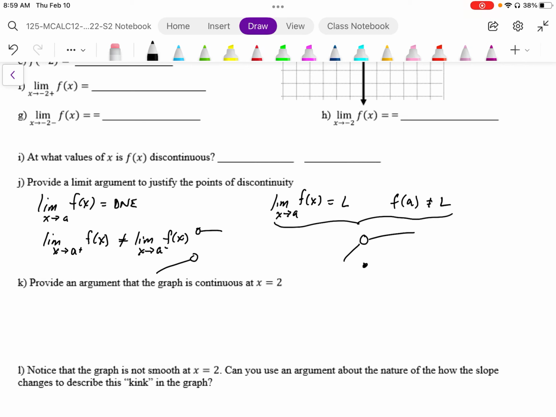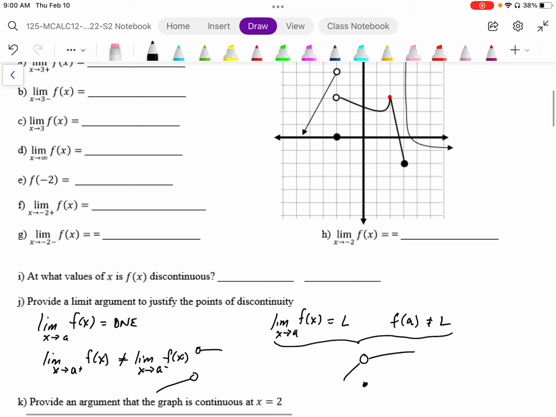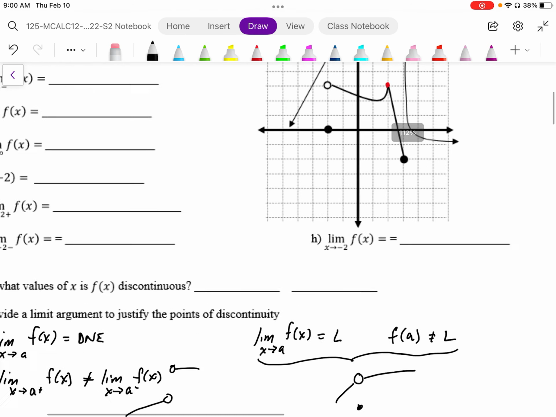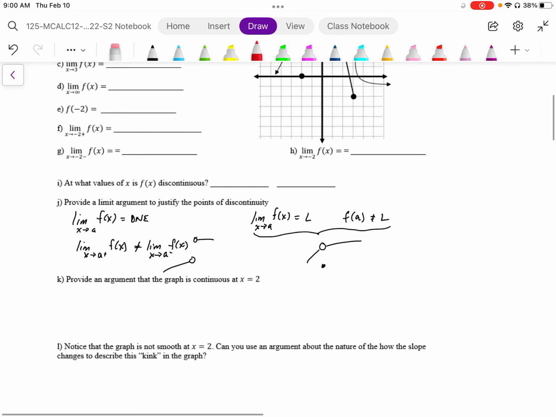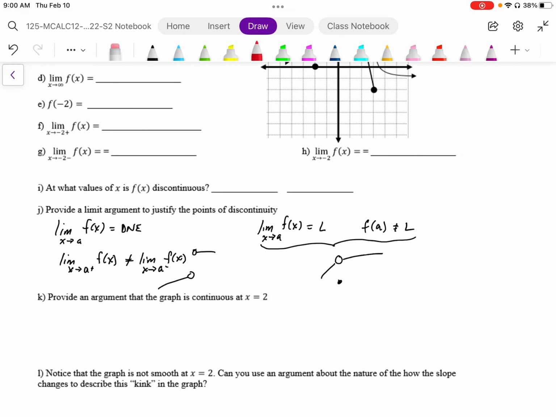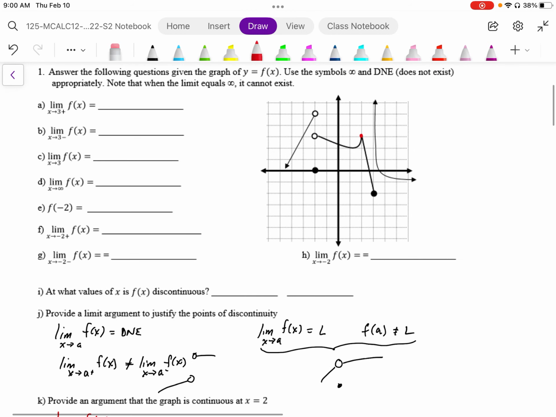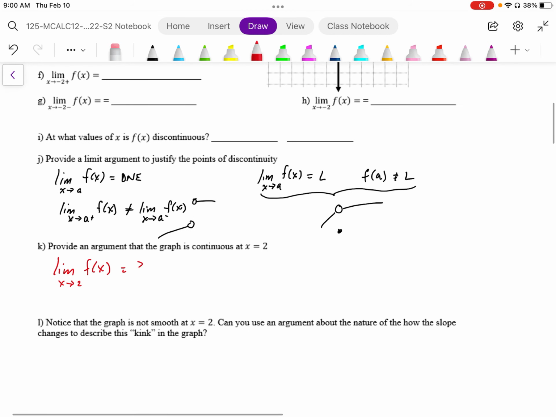So then to provide an argument that a graph is continuous at x equals 2, well, in this case, the graph is continuous at x equals 2, it is continuous at that red point. To show that it's continuous, we're just going to say that the limit as x approaches 2 of f of x is equal to a value, it looks like 3.